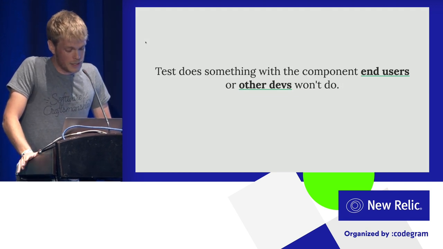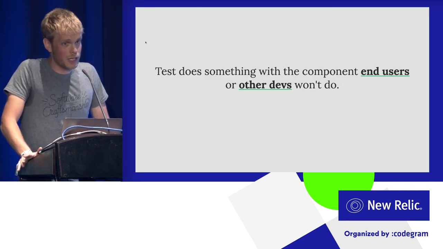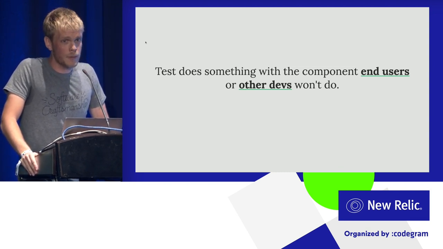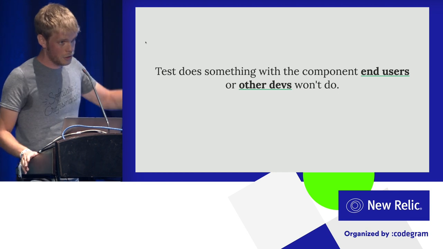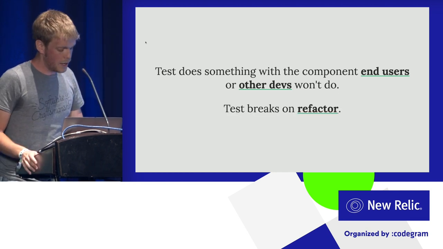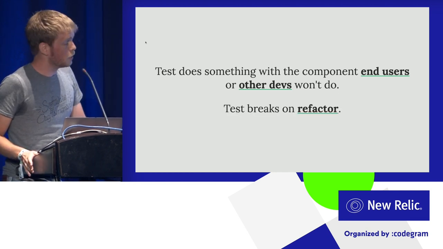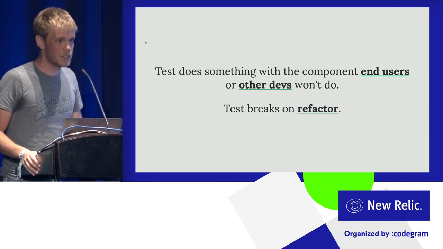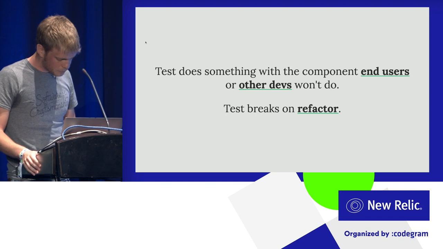First of all, when a test does something that the end user or other developers are not doing, so it's behaving like a third user, or when a test breaks on a refactor. If you're just refactoring your component and a test breaks, that smells like implementation details.